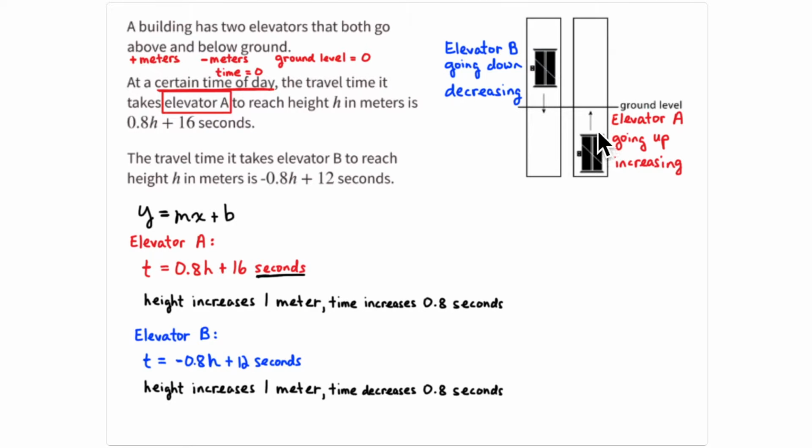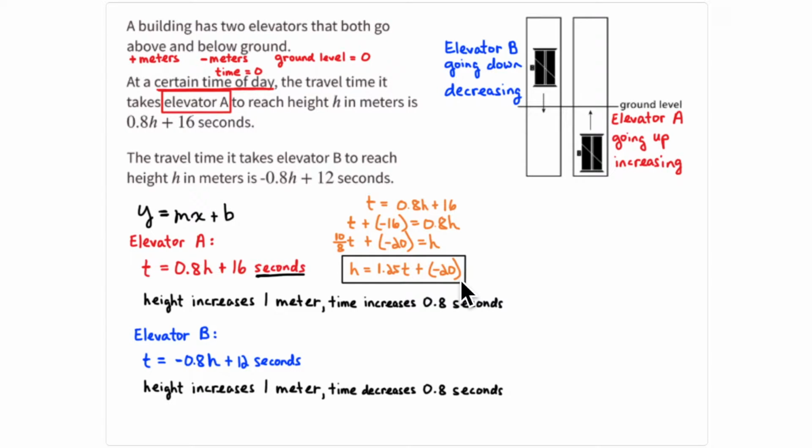As you increase the height over here, so you go to 1 meter, that's more time it takes this elevator. It's going to pass ground level and it's going to go to 1 meter, 2 meters, 3 meters, 4 meters, 5 meters. Remember, it takes 16 seconds in this case to get to ground level, and then there's added time for it to get to whatever the height is if height is positive.